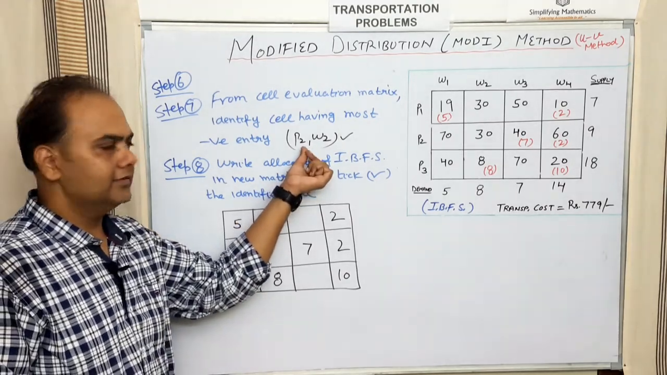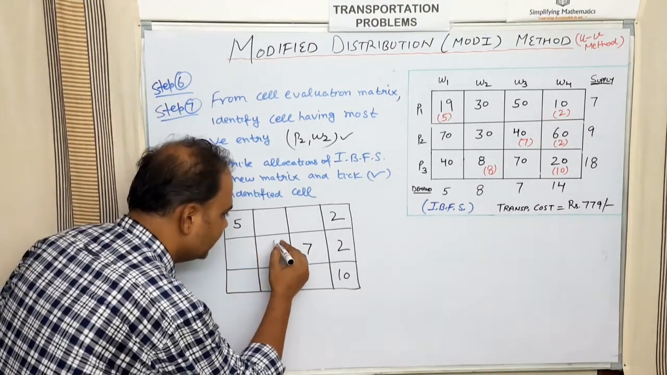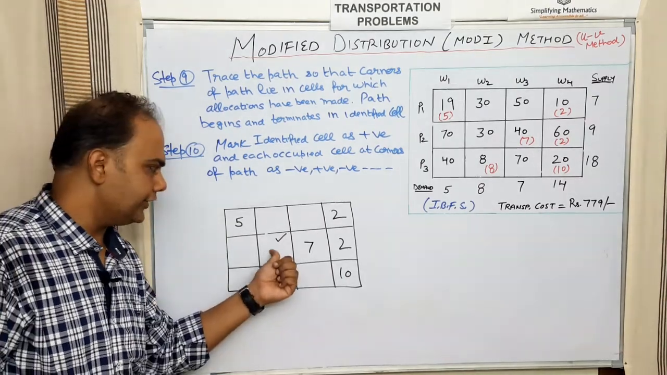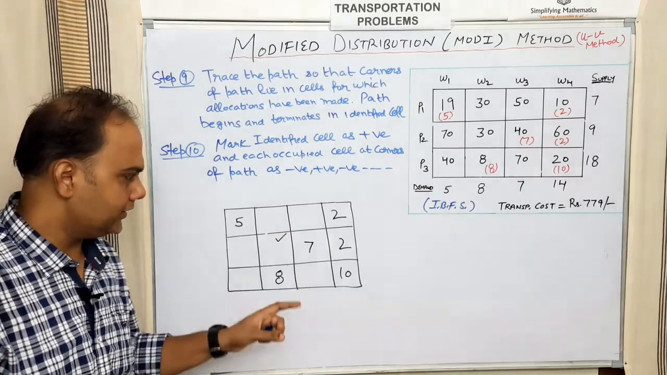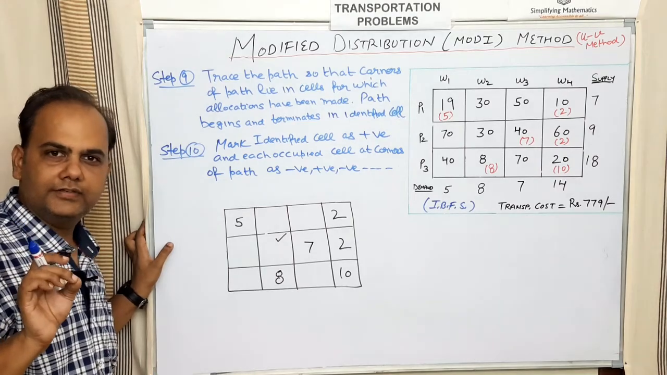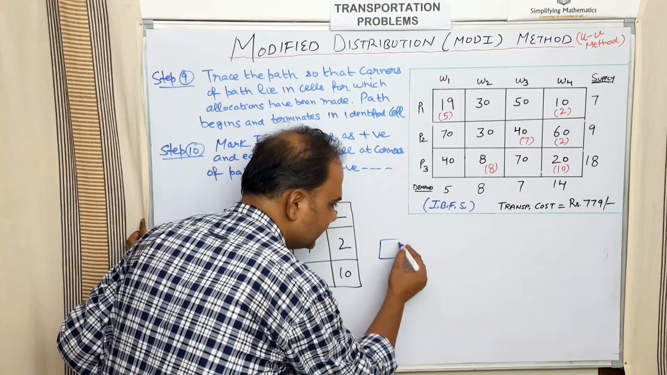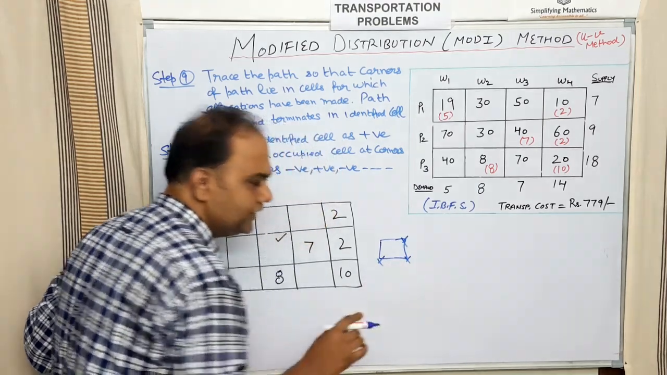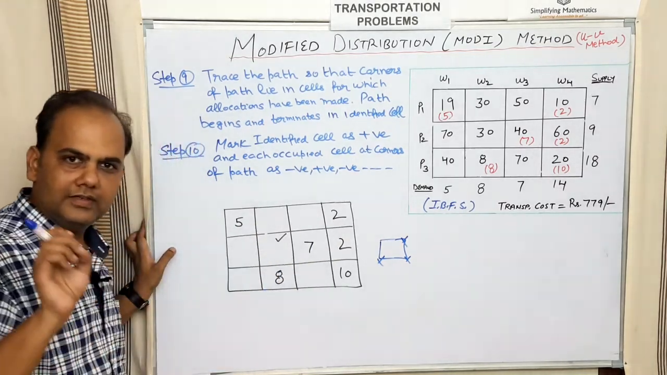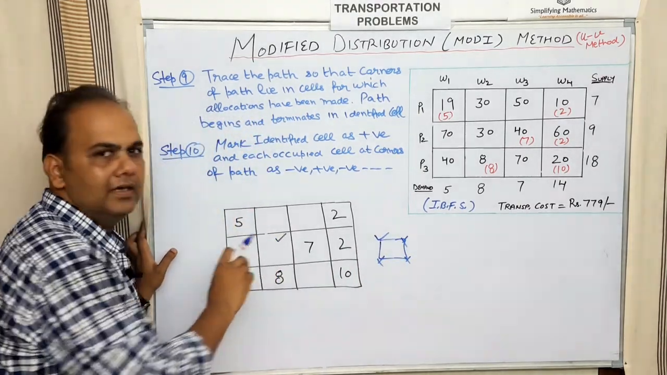Now which is the identified cell? This is plant 2 to warehouse W2, that is this cell. You simply take this cell. Now after marking the identified cell, the next step is you have to trace the path so that the corners of the path should lie in those cells where there are allocations. You have to trace a path, so the corners of that path, if this is the path, should lie in those cells where the allocations are there. The second condition is that the path should begin and terminate at the identified cell.